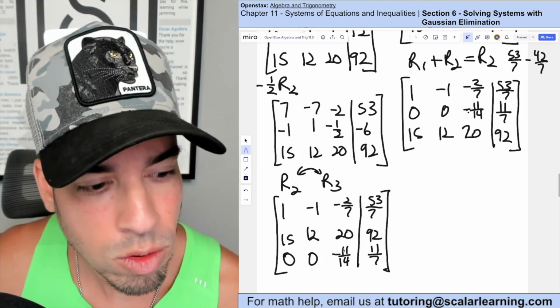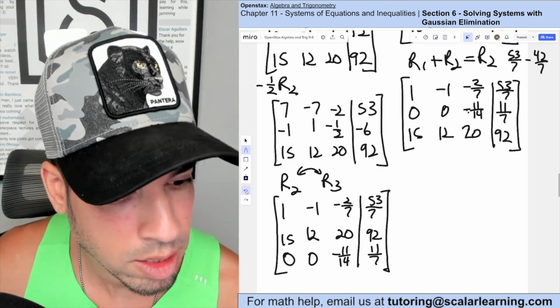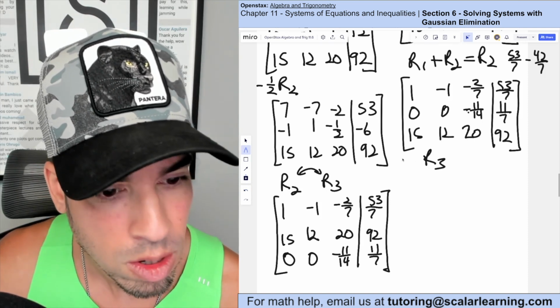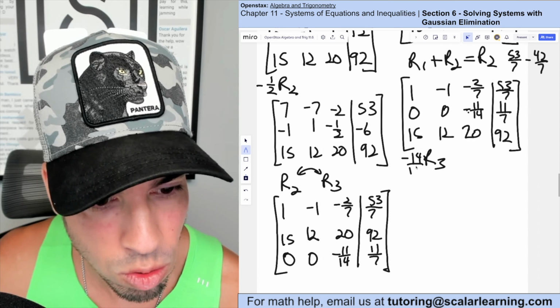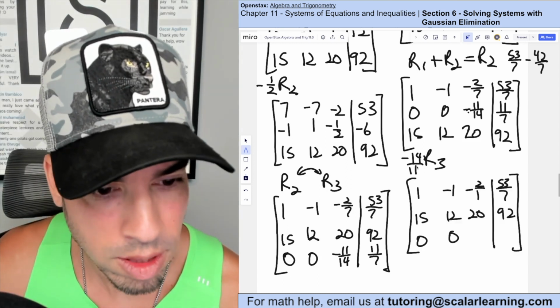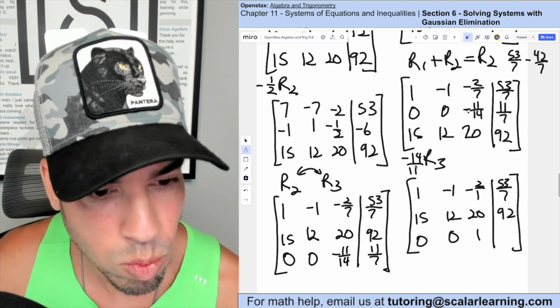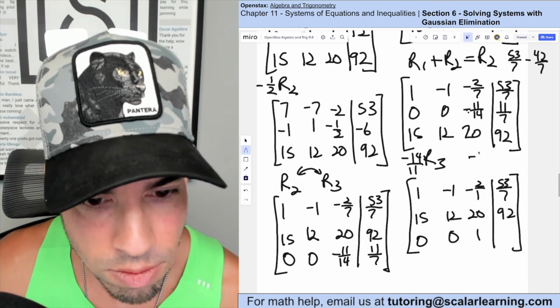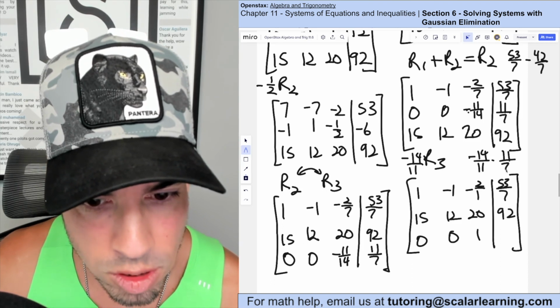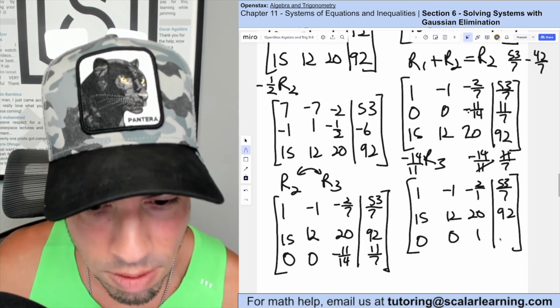Okay, why don't we flip this one to a 1? That's going to be pretty easy. I just multiply by that reciprocal against row 3. So I multiply by negative 14 over 11. Let's write that out. So we got 0, 0. That times its own reciprocal is 1, and then negative 14 over 11 times 11 over 7. These cancel out. Negative 14 over 7 is negative 2.